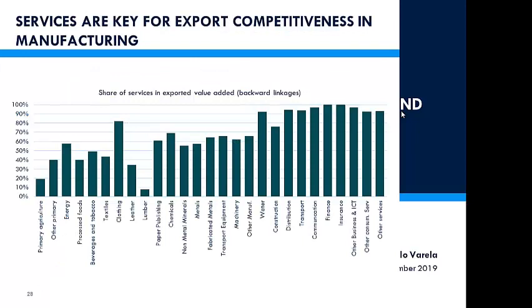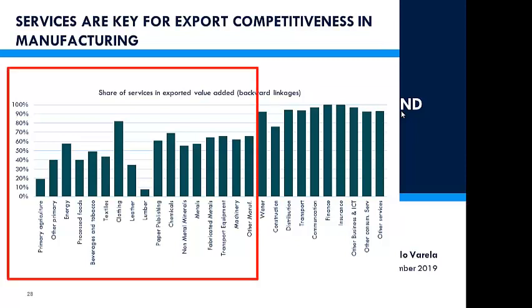And here, this is for Pakistan. This is the share of services that are embedded in exported value added for different sectors. And you see that in primary agriculture, the first bar there, 20% of value added in exports of primary agriculture actually comes from services. That means that if you want to support primary agriculture, one of the things that you need to do is incorporate more competition in transport, for example, because that's a key element in the value added that is embedded in the exports of primary agriculture.